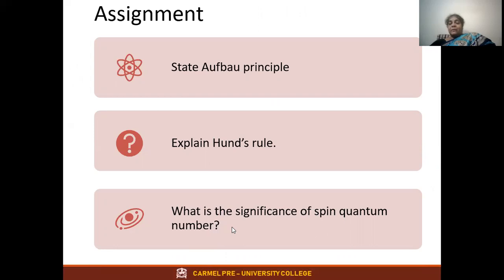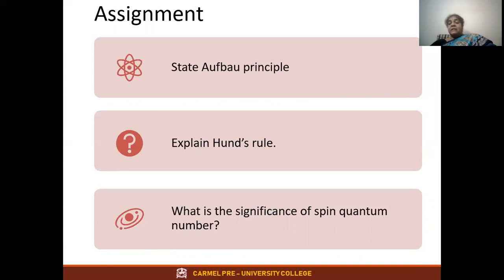Next, what is the significance of spin quantum number? If you take all the 4 quantum numbers together, start with the first one. Principal quantum number indicates the main energy level of the electron. It indicates the orbit, the shell. Next, the azimuthal quantum number tells you the suborbital and the shape of the orbital, whether it is s, p, d, or f. If it is s, it is spherical. If it is p, it is dumbbell shaped. If it is d, it is double dumbbell. And if it is f, it is complicated.